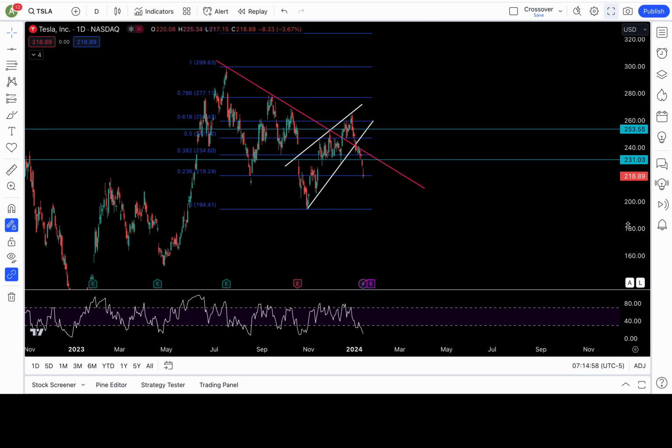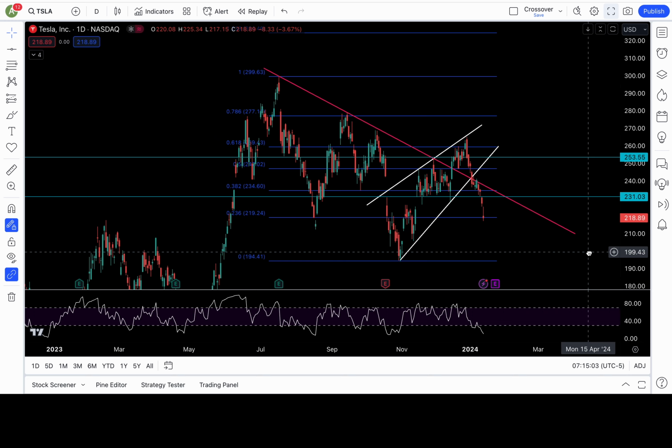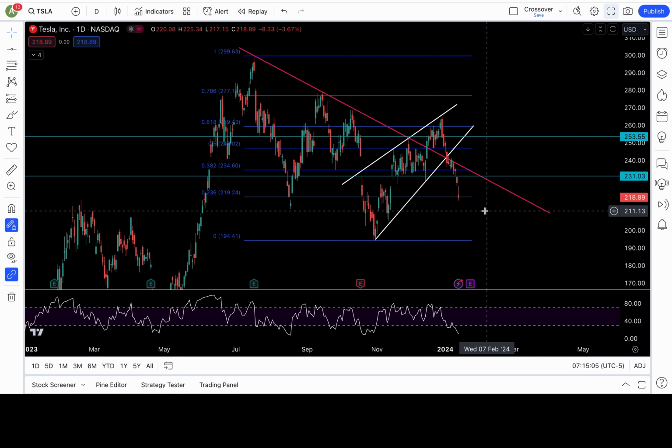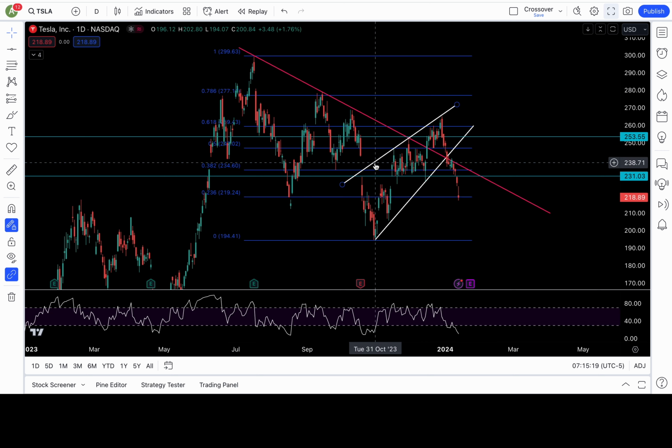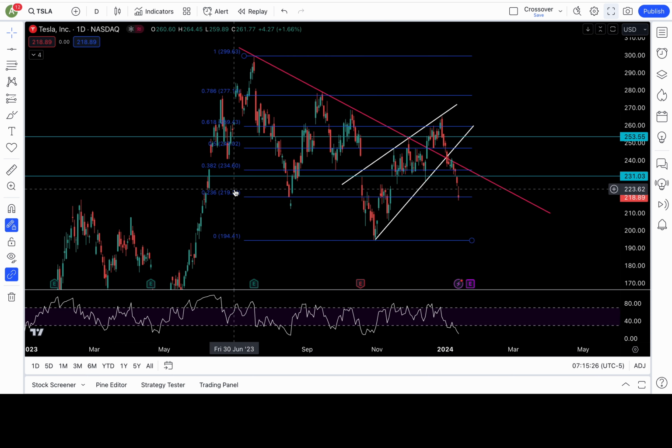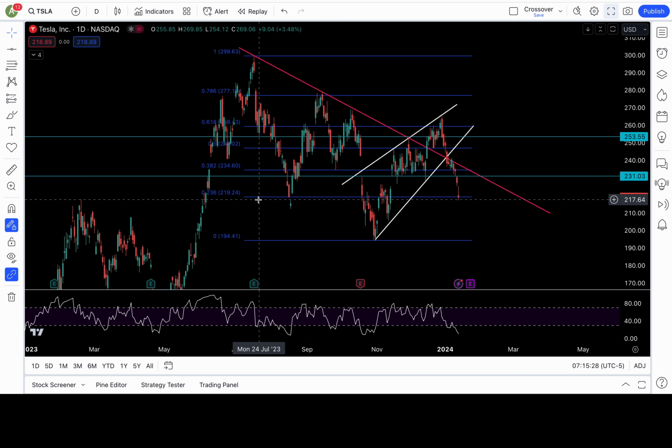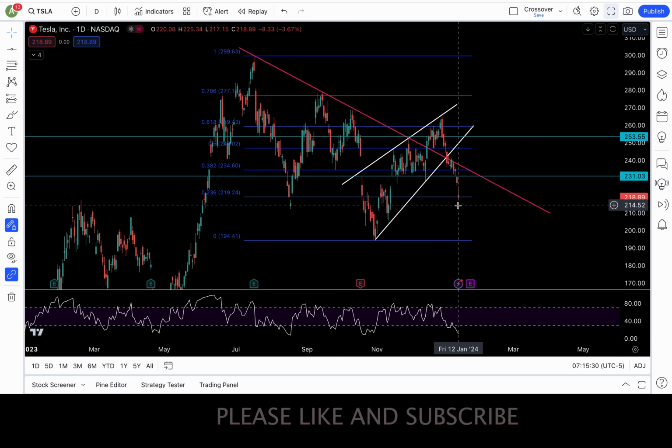All right, this is a very, very important pivot level that I need you guys to pay attention to. Friday's candle, we closed at 218.89. Like I've been saying, I have fib levels starting from the July 19th pivot high down to the Halloween 2023 October pivot low. The 23.6 fib level is at 219.2, guys. We got the breakdown of that level.